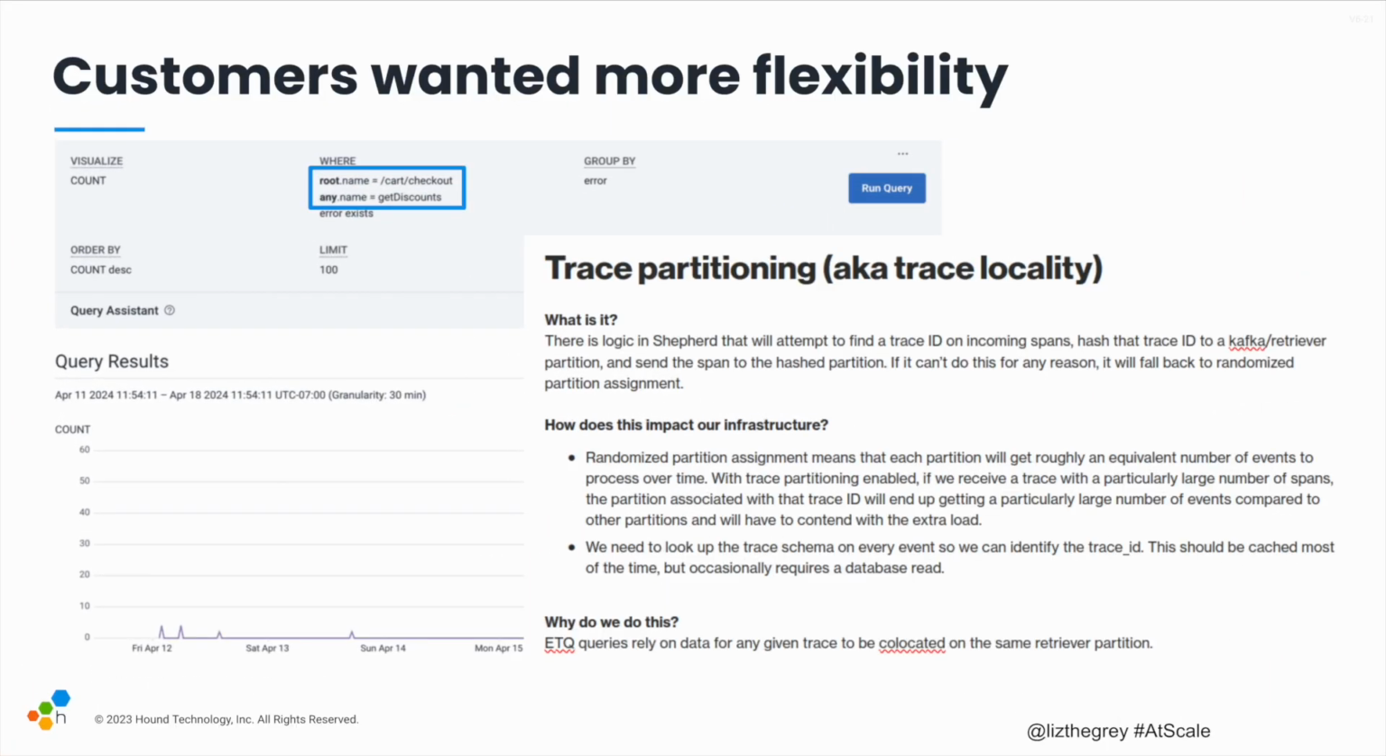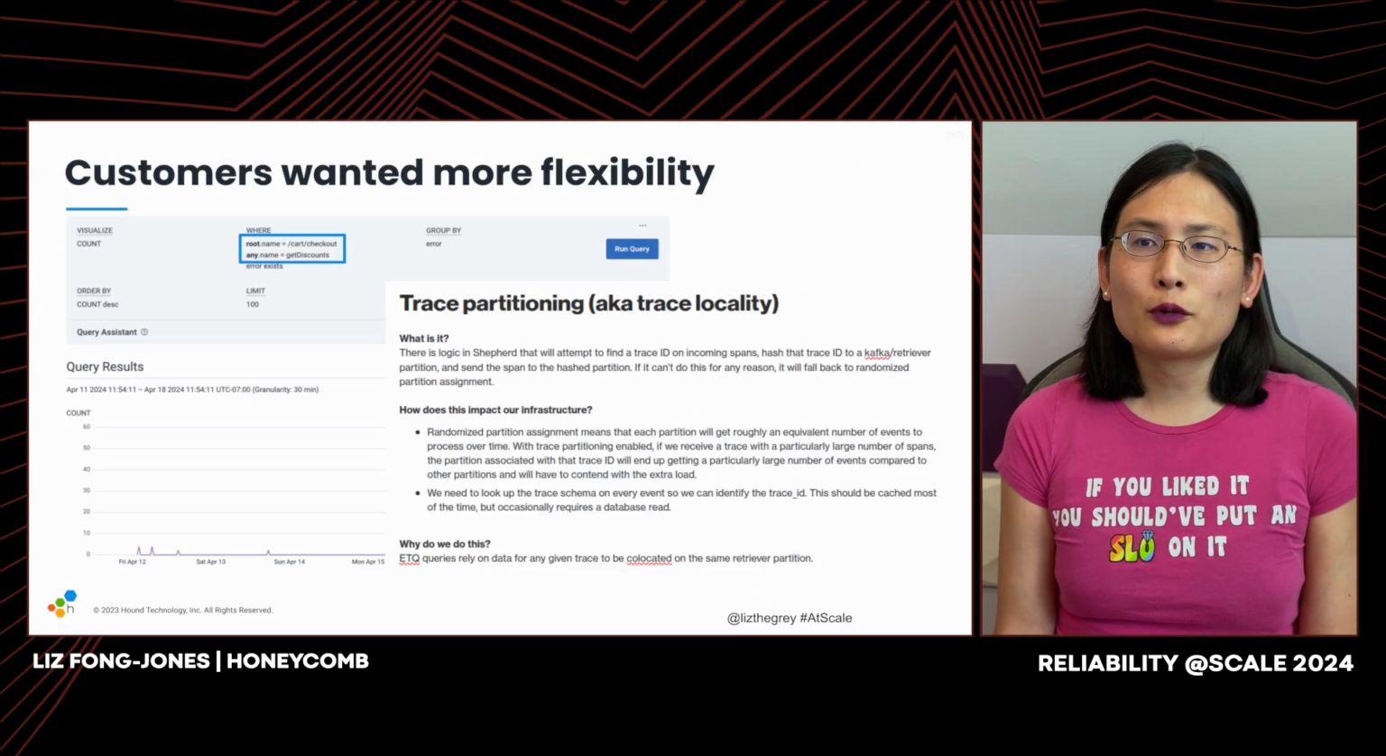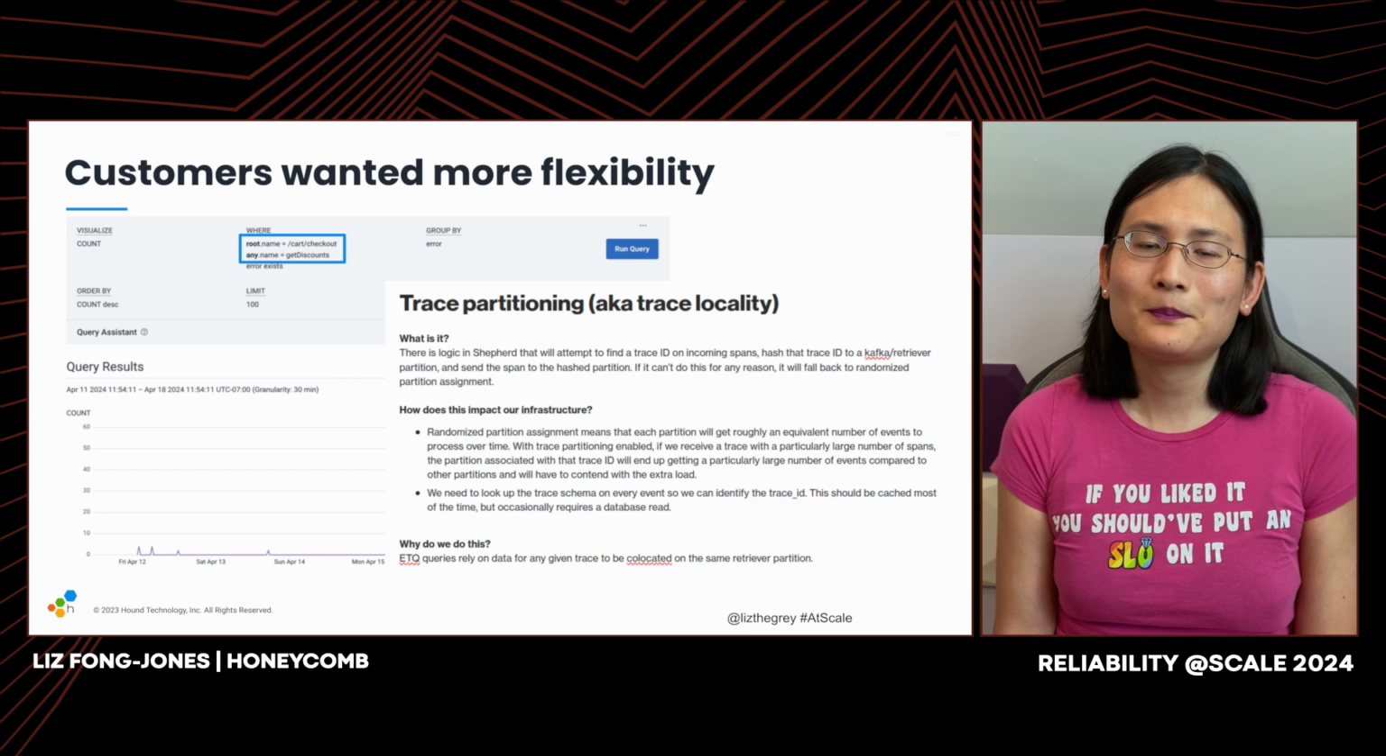So in order to do this, we needed to make both retriever and shepherd aware of this idea of what is a trace, and making sure that all of the data for a single trace winds up on one retriever partition. So we needed to ensure that we are using consistent hashing to make sure that all of the spans for a single trace, regardless of which shepherd they arrive on, are sent to the same Kafka partition and therefore processed by the same retrievers, and therefore that they can be retrieved by the same retrievers and that you can run aggregations at read time on them.